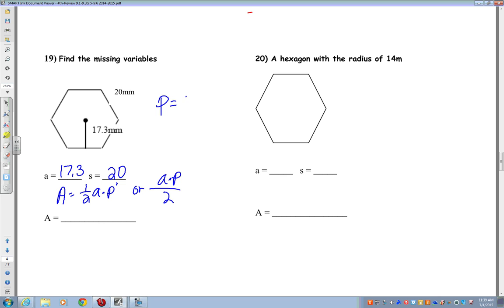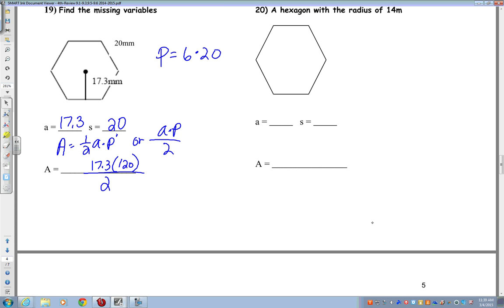All right, so to do the perimeter, I'm just doing 20 times 6. So what's the perimeter of this? 120. So I'm just going to plug it in. I'm going to do the 17.3 times the 120, then divided by 2 to get the area. Yeah, for all shapes to get the area, you're going to use that one. Divide by 2. Once you put that in, you actually multiply it and then divide it by 2 and get the answer.